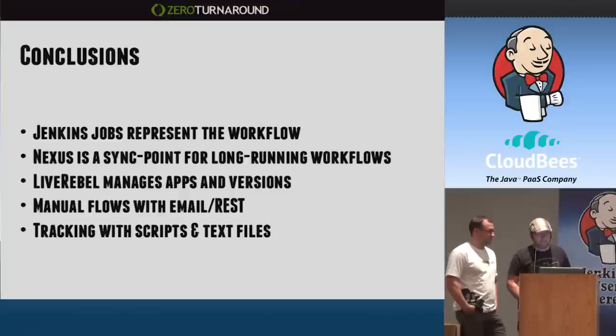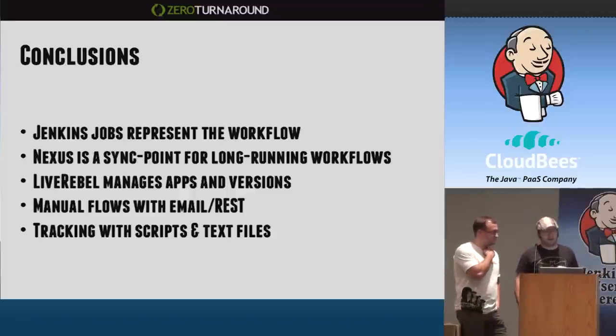Okay, conclusions. Jenkins jobs, we were using for the workflow representation. Nexus is our sync point. If there are long-running workflows, this one here happened in about 10 minutes, but usually it takes a couple of days. So Nexus is your sync point where you see your artifacts and so on. To deploy the applications, you can use LiveRebel. You can manage the apps, the versions, and the environments there. Here, the manual flow was with email. To wire it back in, we use the REST API of Jenkins. And we track with scripts and text files.